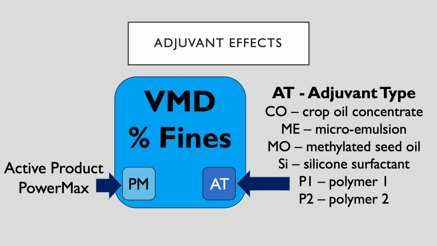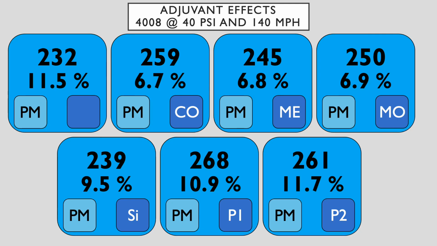And I put these lettered combinations here, that's what on this next slide I'm going to show. These little squares are going to have the VMD from a solution, the percent fines for a solution. All of these PowerMax will all have this PM, and then otherwise, the letter combination in this bottom right-hand corner will reflect what solution was being used. So again, we looked at here a 40-degree flat fan with an 0.8 nozzle, at 40 psi, 140 miles an hour.